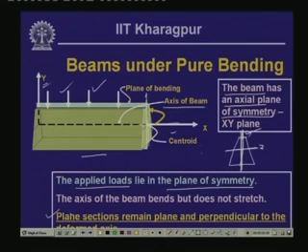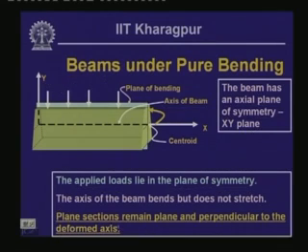That means, after the beam undergoes bending, which forms a part of a circle, and the axis also takes that particular form of the circle, anywhere if we take a section, the cross section remains perpendicular to the deformed axis, and the section which was plane originally remains plane even after bending. That is one of the main assumptions which we make while deriving the bending equation.